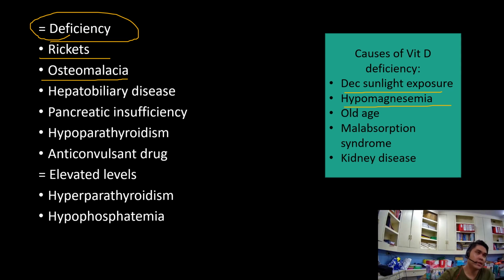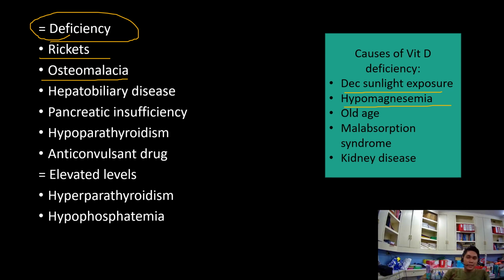So for hypomagnesemia, magnesium is an important cofactor in at least 300 enzymes. And regarding the formation of active vitamin D, you need enzymes. And those enzymes needed for the formation of active vitamin D require the presence of magnesium as the cofactor. So decreased cofactor, decreased activity of the enzyme, decreased formation of the product, which is the active vitamin D.